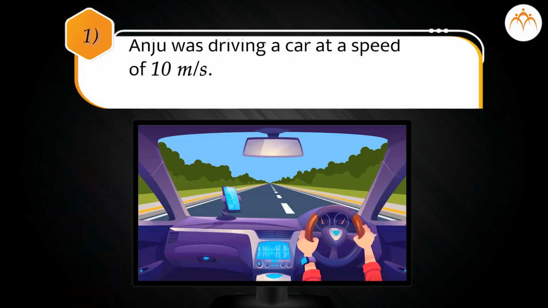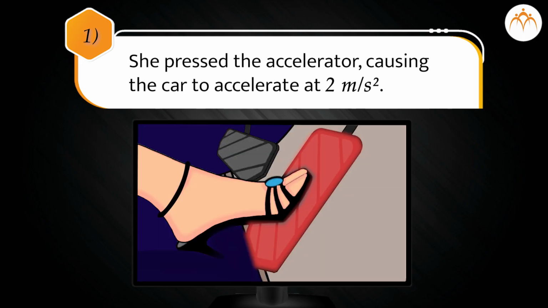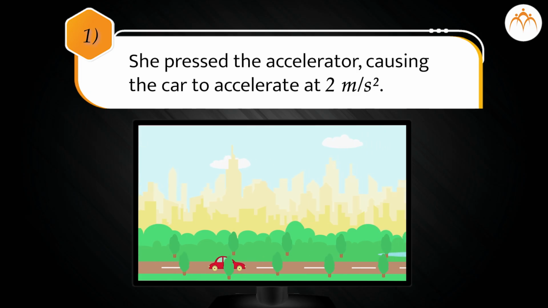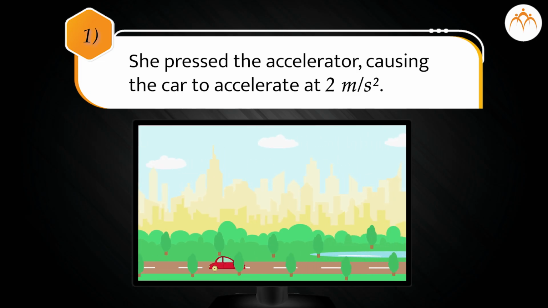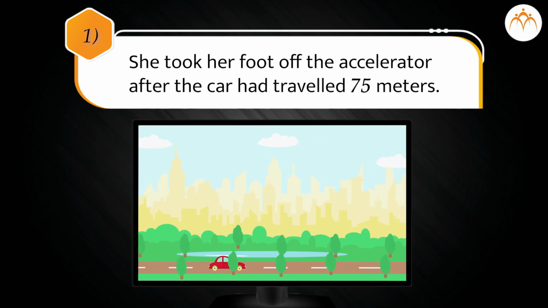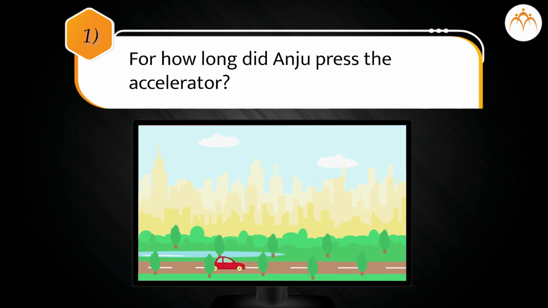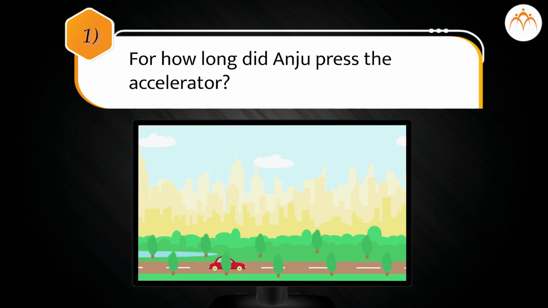Question 1. Anju was driving a car at a speed of 10 meters per second. She pressed the accelerator, causing the car to accelerate at 2 meters per second square. She took her foot off the accelerator after the car had travelled 75 meters. So for how long did Anju press the accelerator?